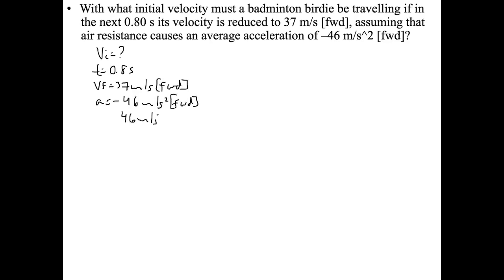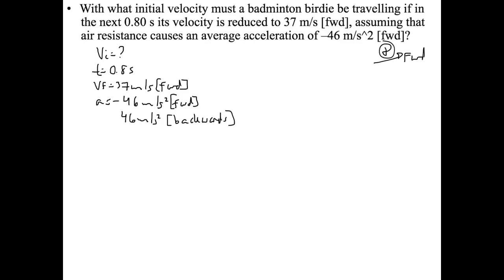With what initial velocity must a badminton birdie be traveling, so our question is asking for VI, if in the next 0.8 seconds, so time equals 0.8 seconds, its velocity is reduced to 37 meters per second, so VF is 37 meters per second forward. Assuming that the air resistance causes an average acceleration of negative 46 meters per second squared. Another way of writing that would simply be 46 meters per second squared backwards, in which case you would drop the negative, because we are going to assign that way to be forward, and we're going to call that positive.